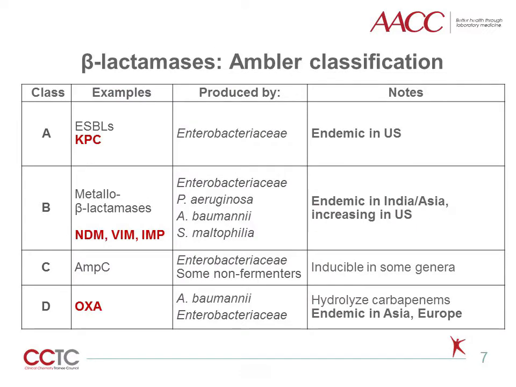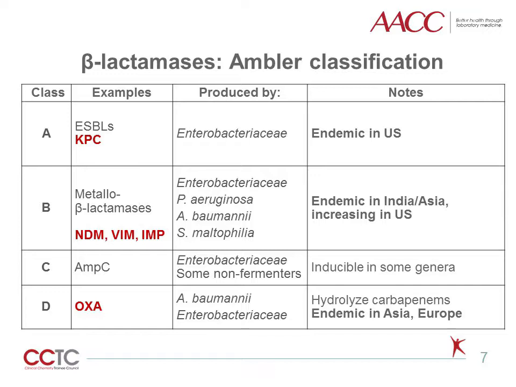Ambler classification divides beta-lactamases into four classes via amino acid sequence homology. In this table, carbapenemases are shown in red. Class A beta-lactamases include ESBLs and KPC and are found in the Enterobacteriaceae. KPC is the most common carbapenemase and was discovered in Klebsiella pneumoniae. These enzymes are endemic in the United States.